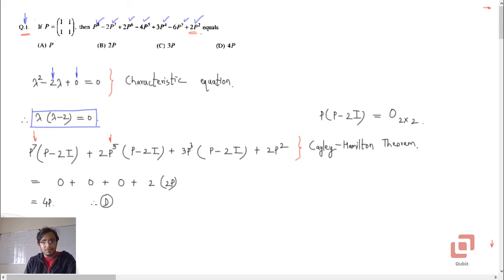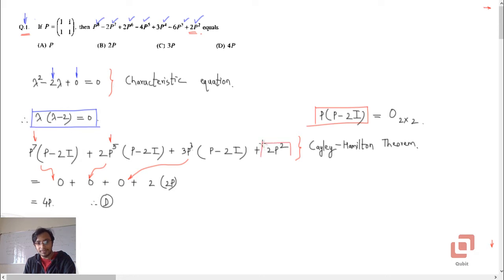Now because P into P minus 2I is a null matrix, this will go to null matrix, so will this and so will this. So you have to write this as P to the power 6 into P minus 2I, which is null matrix. Same thing here, P to the power 4 into P minus 2I. Same thing here, P squared into P minus 2I. So having ruled out the first 3 terms because they are null matrices, let's now focus on this.